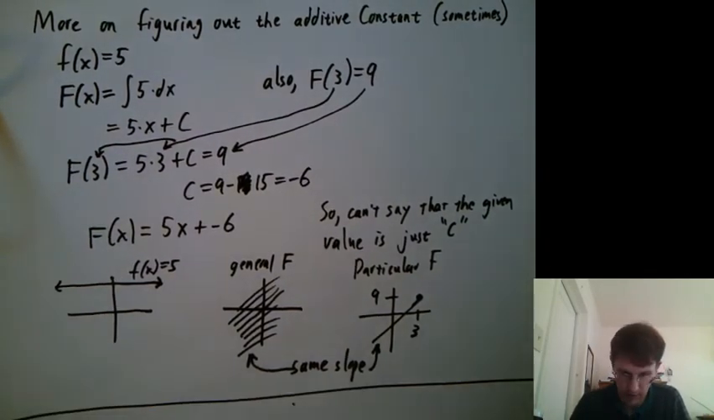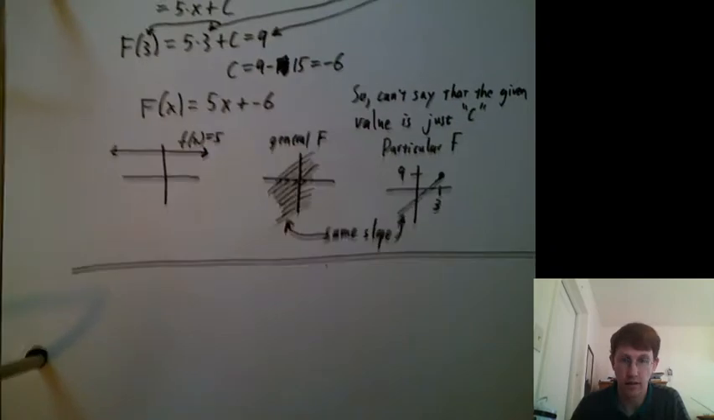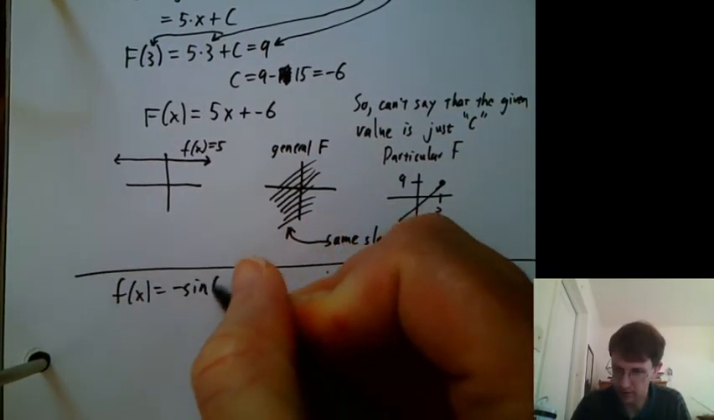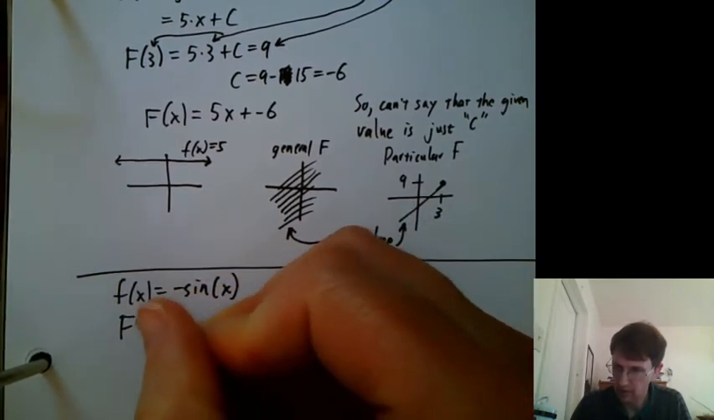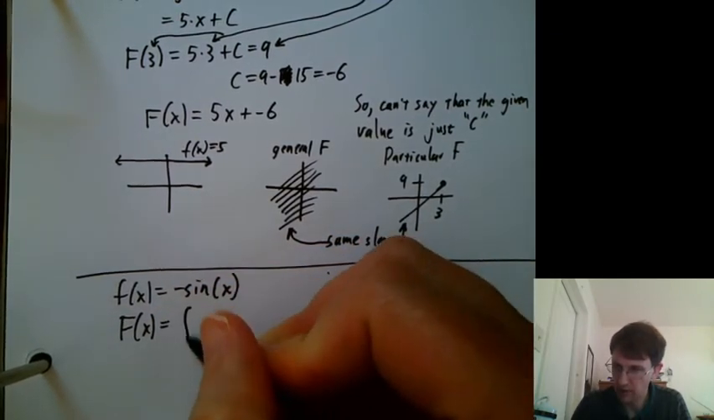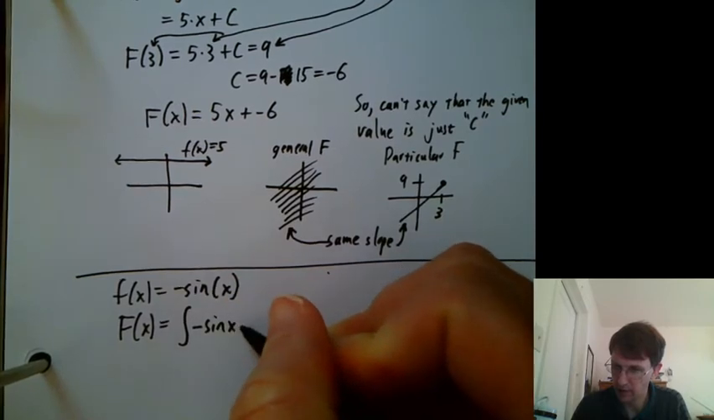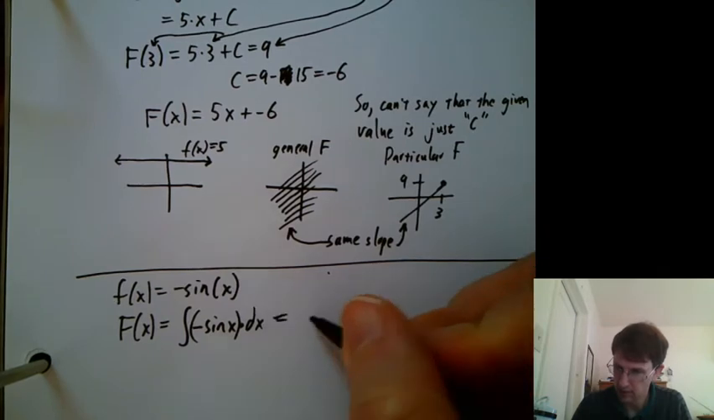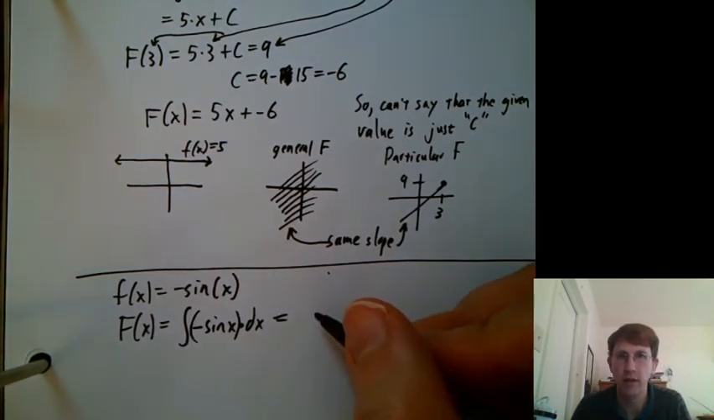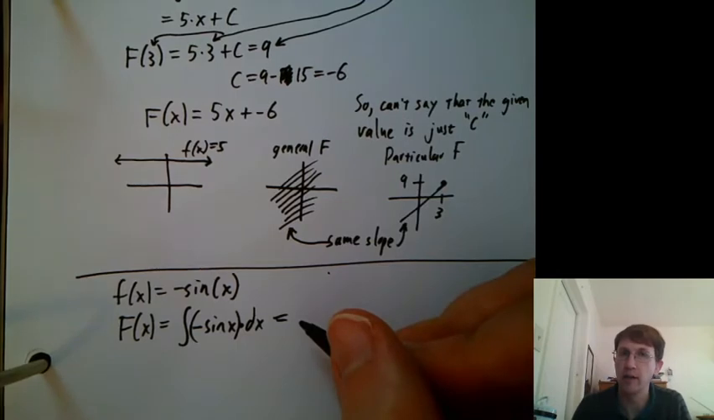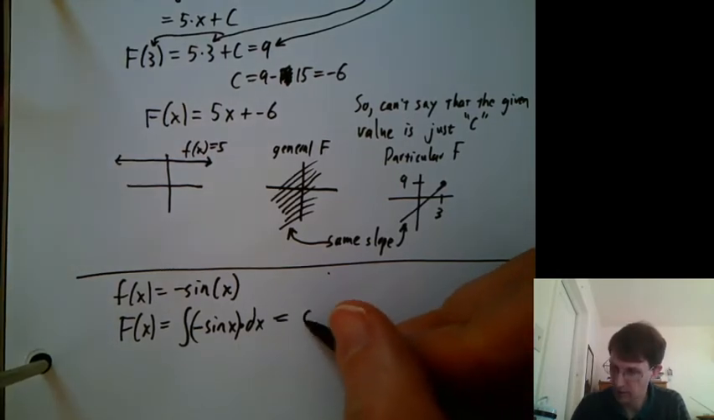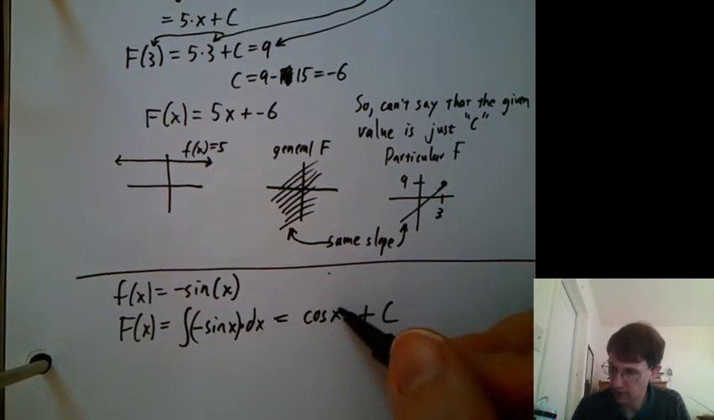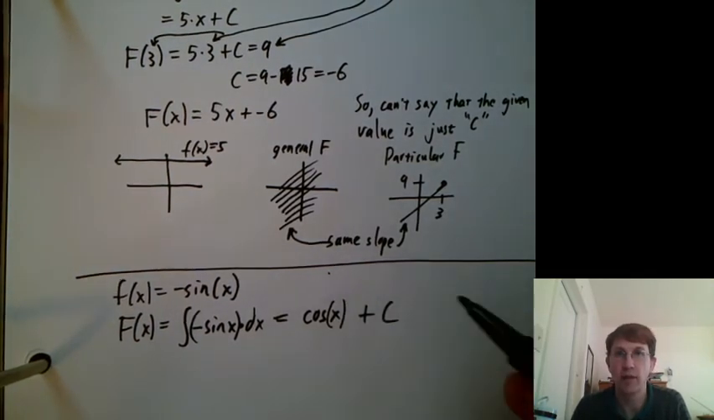Let's do another one. Let's say little f of x equals negative sine x. What would you say big F of x is? It would be the integral of negative sine x dx, which is, what's the integral of negative sine? What gives negative sine when you take its derivative? That would be cosine x plus c. Now that plus c is not added to x before you take the cosine.